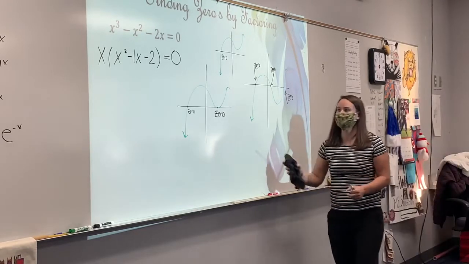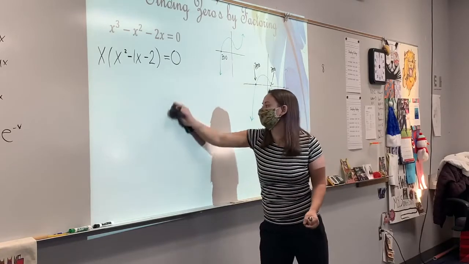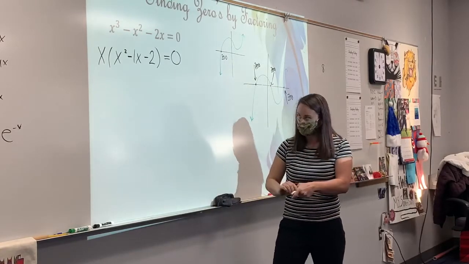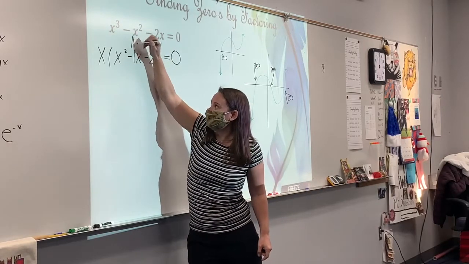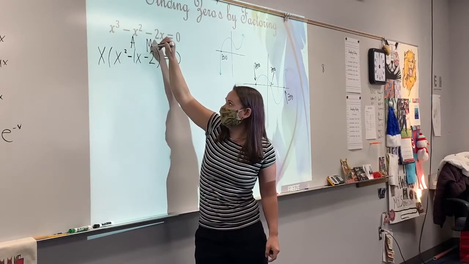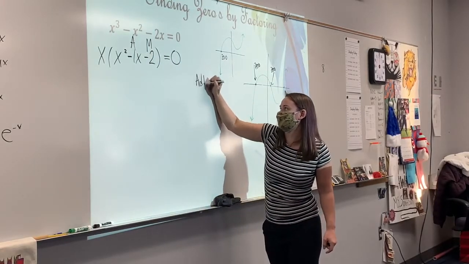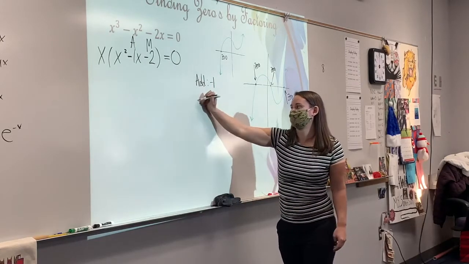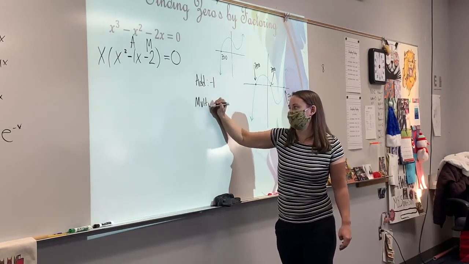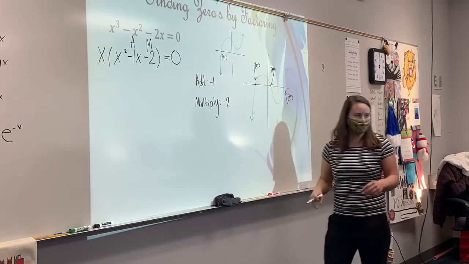All right, now we have to kind of do a throwback to when we were doing virtual learning and we learned how to do this. We need to factor this. So we have to put an A here and an M. So I've got to think of 2 numbers. Those 2 numbers have to add to minus 1 and multiply to minus 2. Don't say it out loud. Let people think about it.